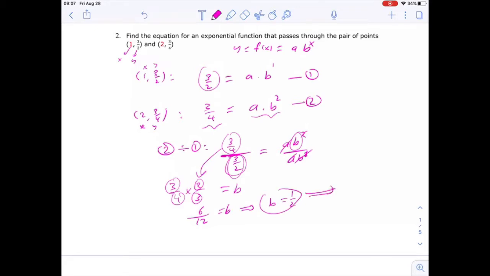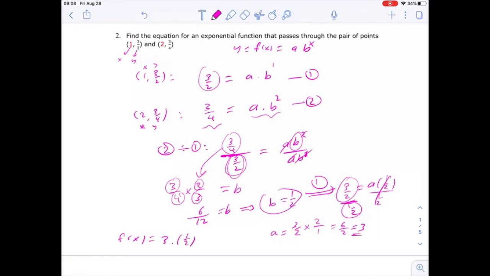After finding b, we can plug into equation 1 to find a. So a times 1/2 equals 3/2, and then we divide both sides by 1/2. The division becomes multiplication, and we take the reciprocal of the denominator. So we have 6/2, which is 3. So the function is f of x equals a, which is 3, times 1/2 raised to the power x.